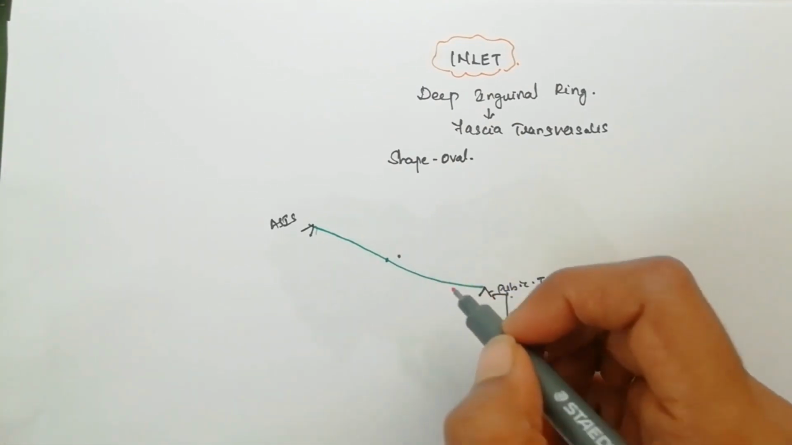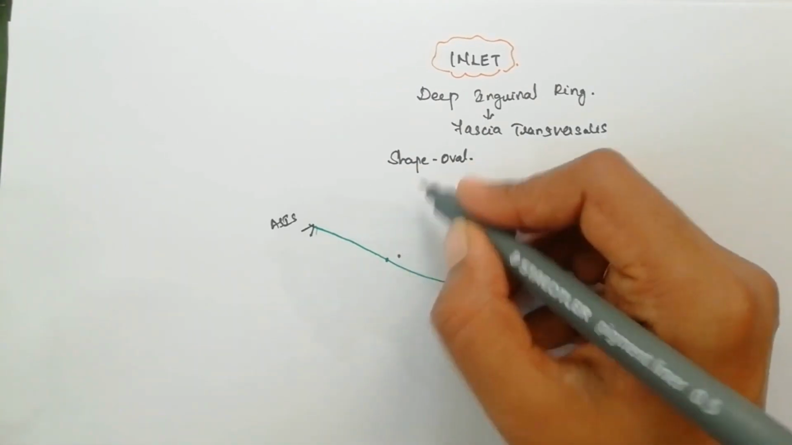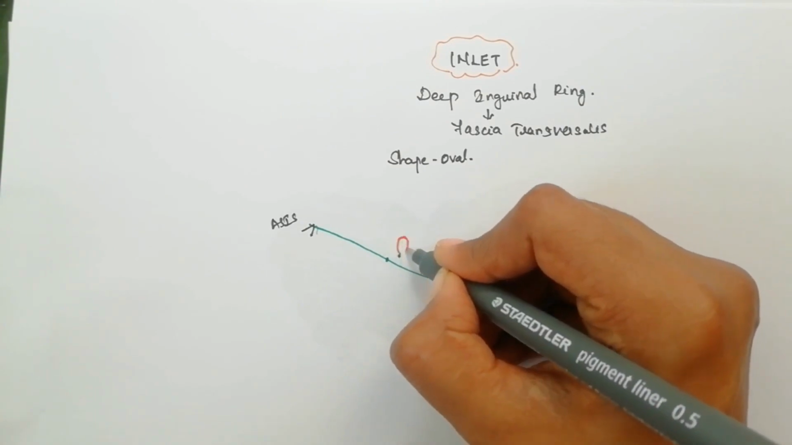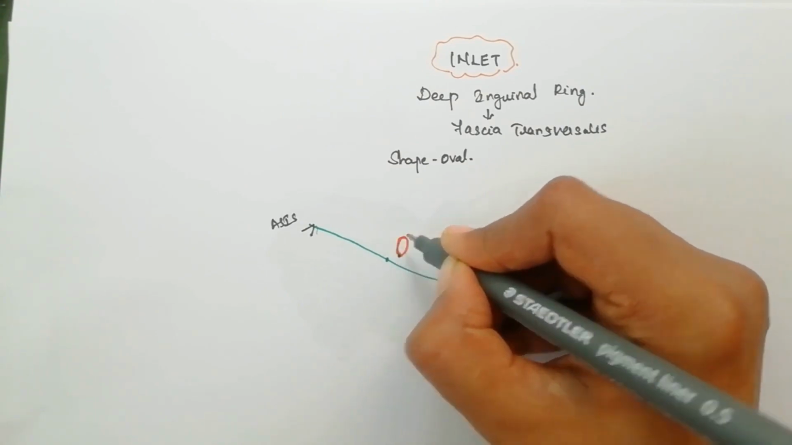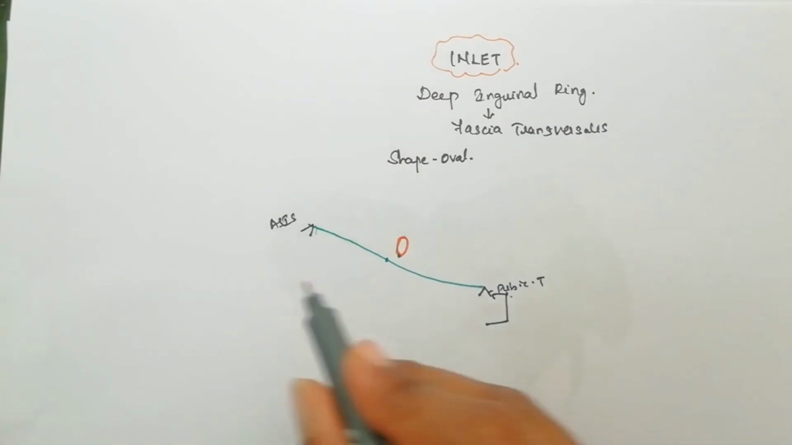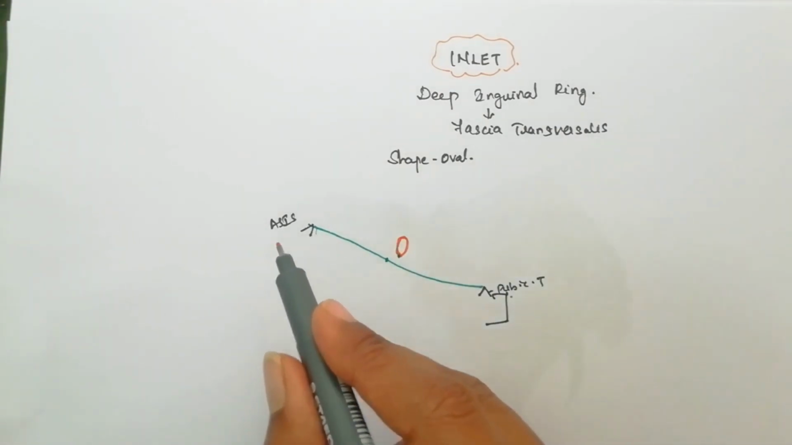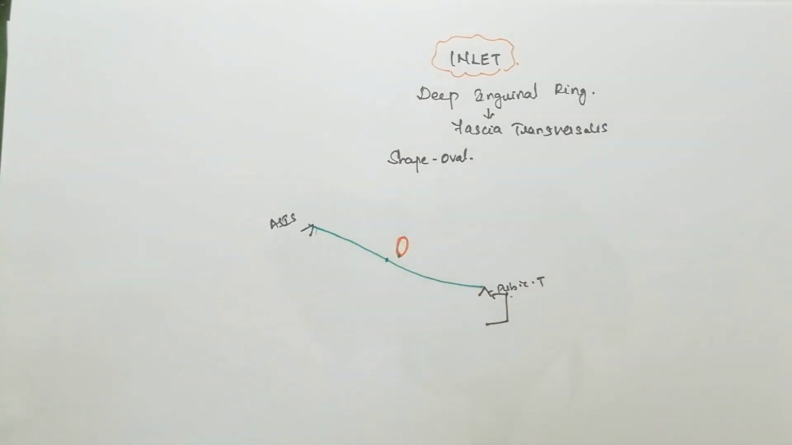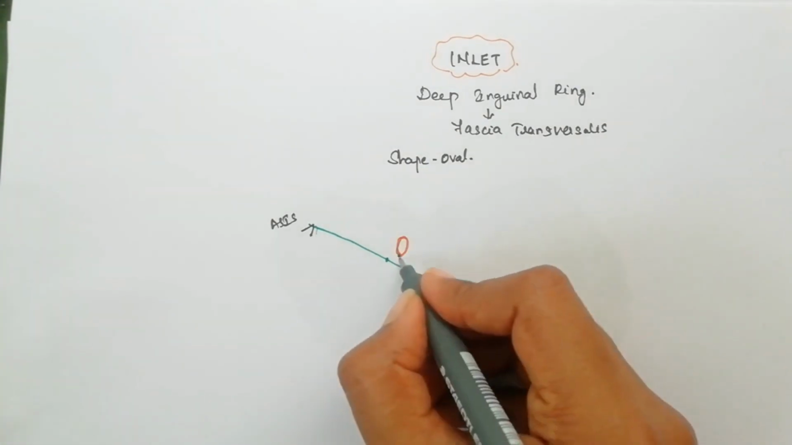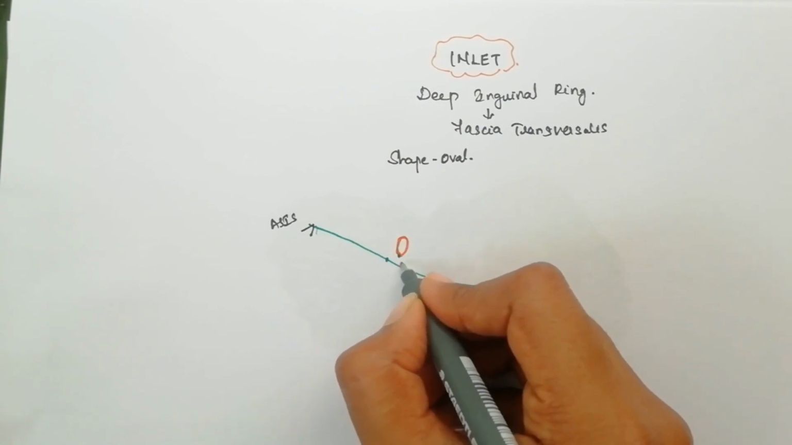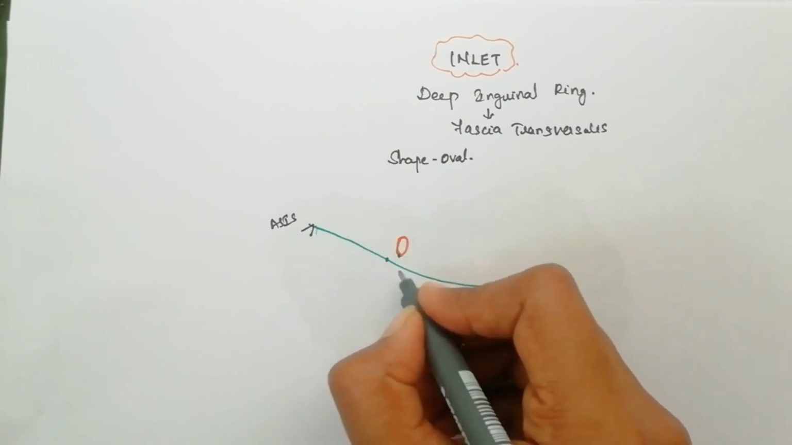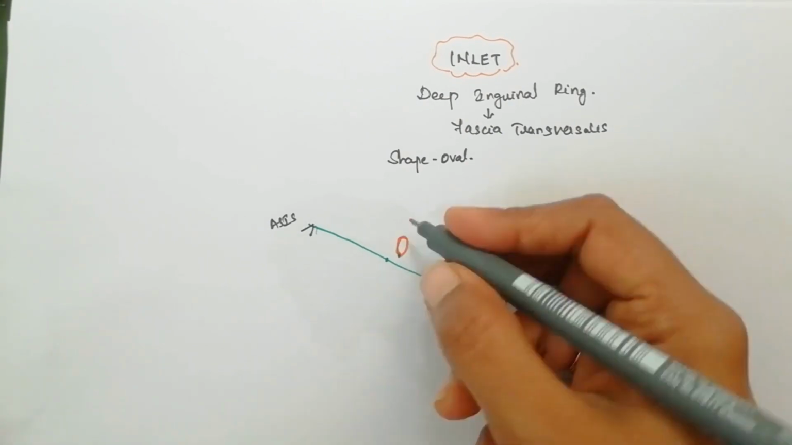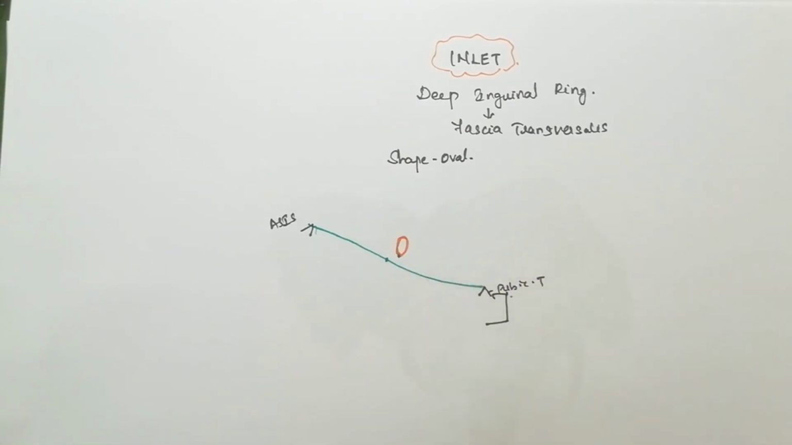In that point only we have the deep inguinal ring placed, which is oval in shape. So the deep inguinal ring is placed between the pubic symphysis and anterior superior iliac spine, at the mid-inguinal point. It will be around 1.25 centimeter above it. So this is the point where we have our deep inguinal ring. This deep inguinal ring is again bounded by some structures which we are going to see.